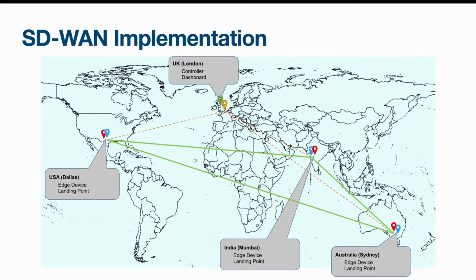This is the SD-WAN implementation that we have deployed. Our SD-WAN data plane is deployed in virtual machines in USA, India, and Australia, and our control plane is deployed in virtual machines in the UK, and our dashboard is deployed in the UK as well.